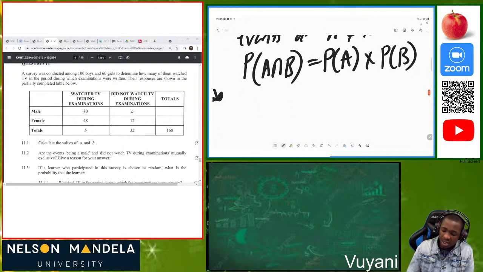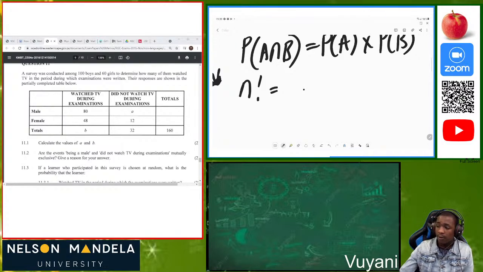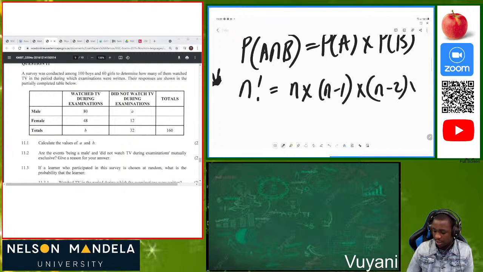Now in grade 12, we were introduced to counting in probability. When we were introduced to counting in probability, we were taught about the factorial notation, which is so important, because n factorial will be n times n minus 1 times n minus 2 times etc.